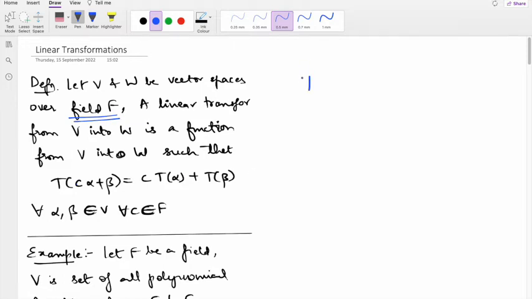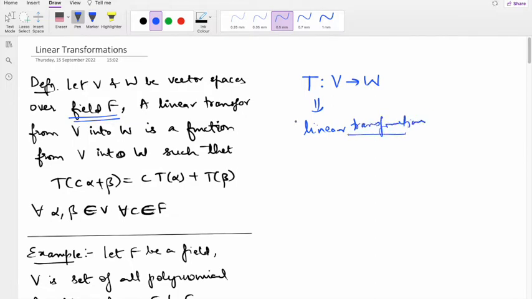Let's say I have a function T which goes from V to W. That means it takes the elements from V and puts them onto W. That's what T is doing. If it satisfies a condition like this, that is T of (c alpha plus beta) equals c times T of alpha plus T of beta, where alpha and beta belong to V and c is a scalar in field F, then we say that T is a linear transformation.